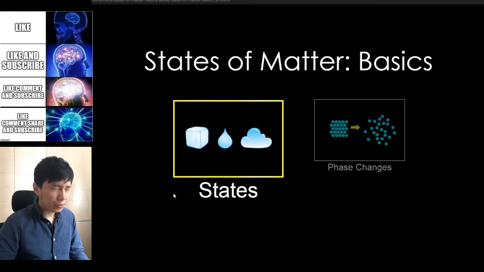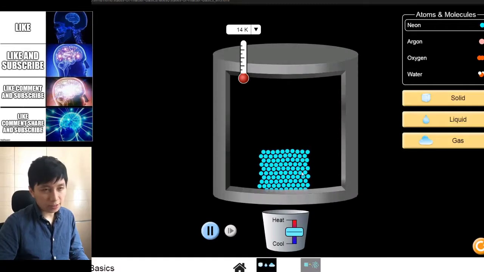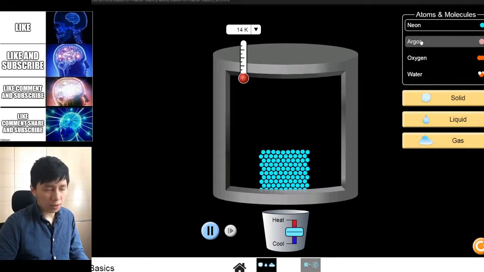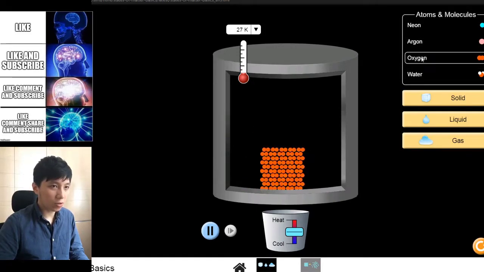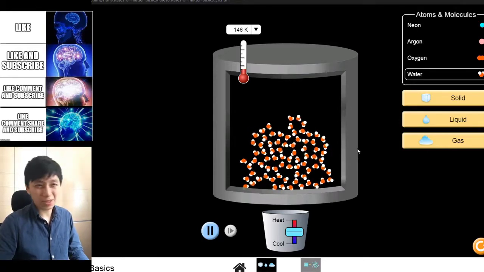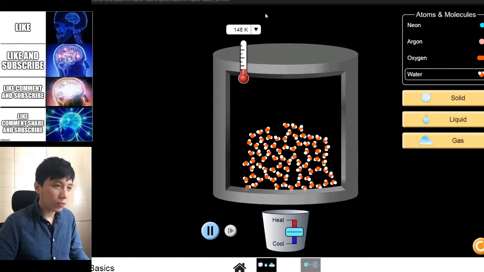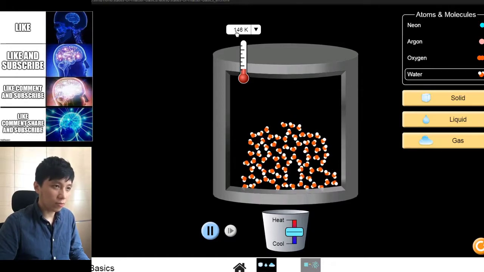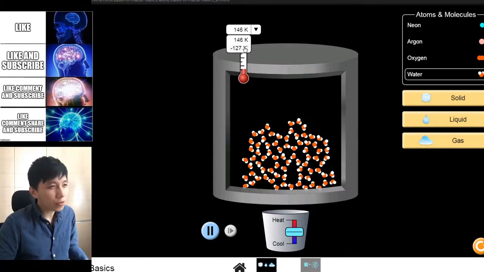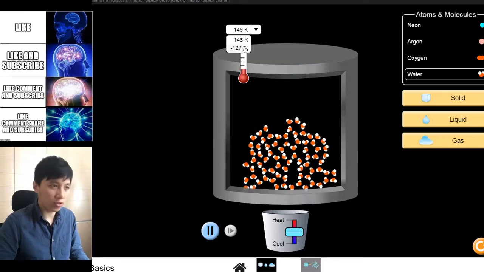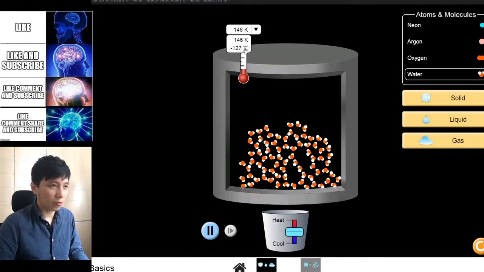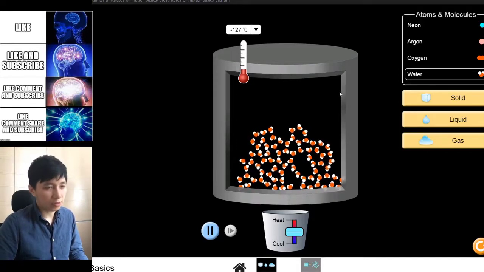And so what you can do is to click the state tab, and then you can see that you can change for different kinds of chemicals. So you can get neon, argon, oxygen, and water. I'd prefer that you go for water because this is the one that you are most familiar with. And here you can see the scale is 146 K. You can change it to degrees Celsius, and you can also guess. I'm sure some of you already know how to convert from Kelvin scale to degree Celsius scale. But anyway, let's go for the degree Celsius scale.